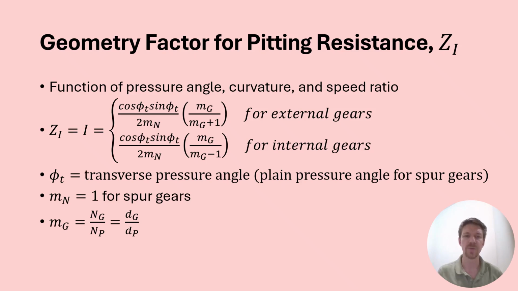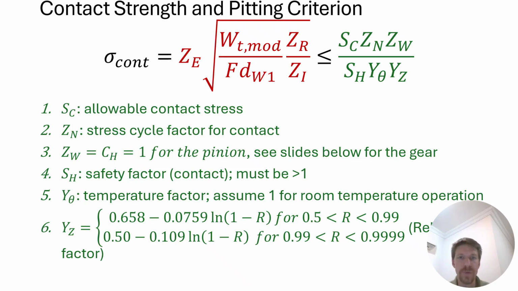This M sub N is 1 for spur gears. It varies for helical gears. We're going to focus on spur gears. Then we have to compare that calculated contact strength with the contact pitting criterion, which you see in the green on the right hand side, just like we did for the bending strength.